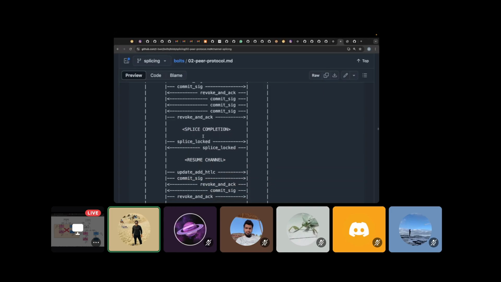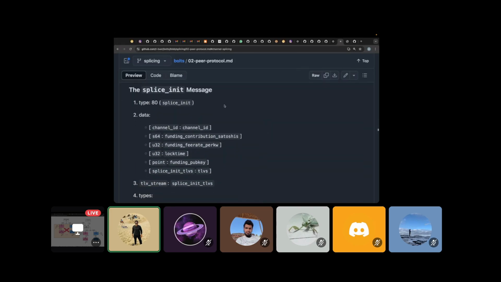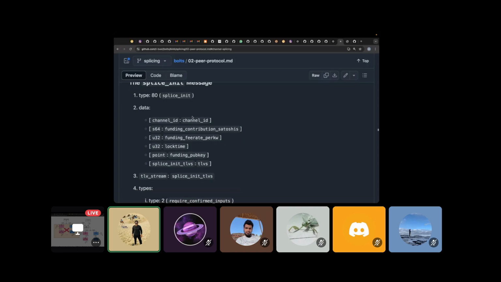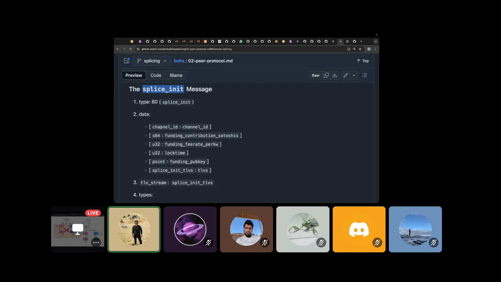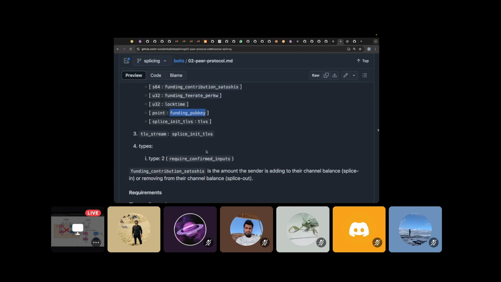Once the particular transaction goes to the blockchain with enough confirmation, the nodes exchange the splice locked message, and that way the splicing operation is completed. Below this section, they have explained all the messages and all the parameters that would be included inside the Lightning message. So as you can see, this is the splice init message. It has the channel ID, the funding contribution, fee rate, lock time, the pub key, and the init TLVs.